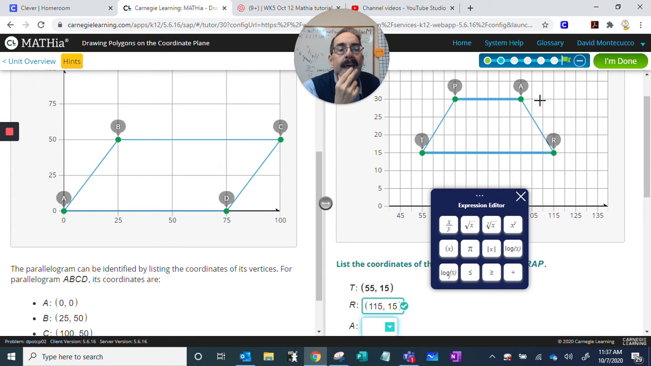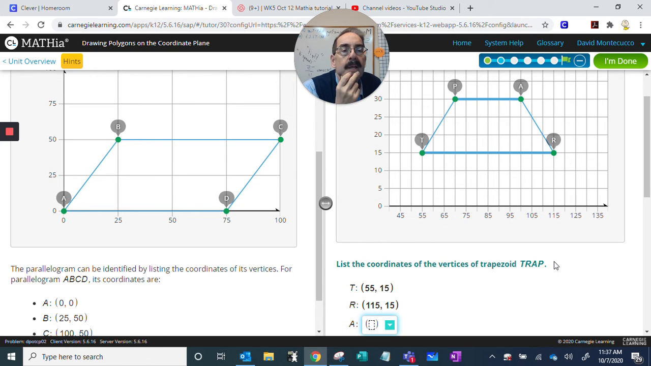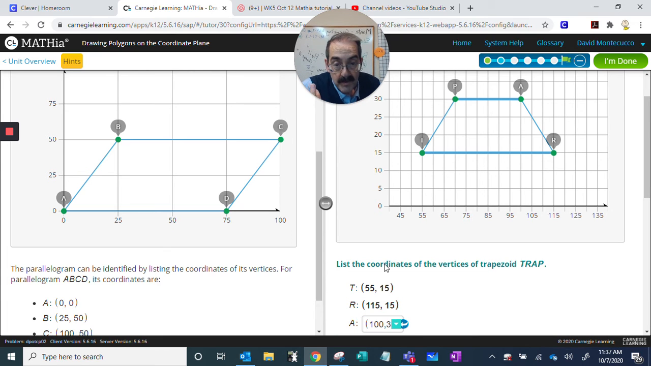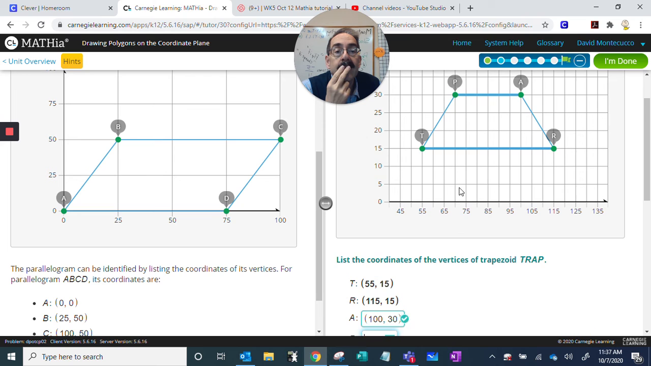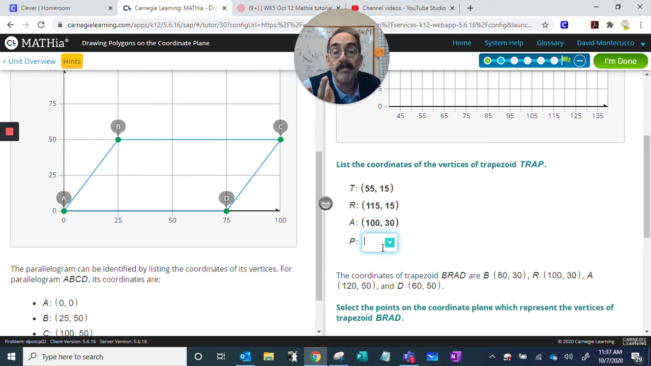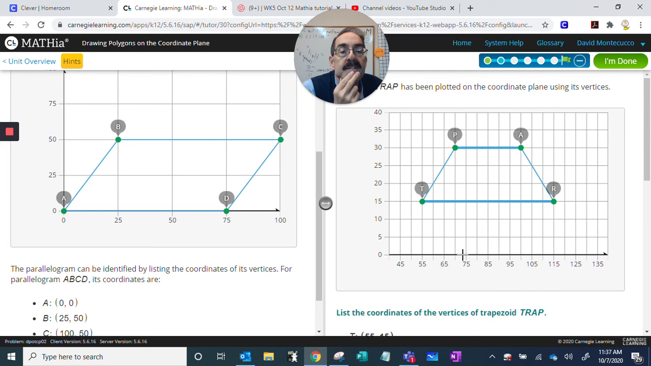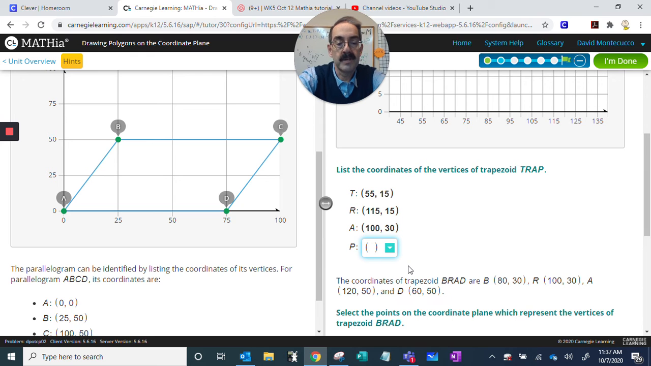Cool. A is going to be coming down here. Looks like 95, 100, 105. 100, comma, 30. Let's try it. 100, comma, 30. Remember, if we get it wrong, we can always ask for a hint. Okay, and then the last one, P, 65, 70. 70, comma, 30, because they're parallel. Remember, parallel. I'm going to hit parentheses this time. Let's go back. 70, comma, 30.